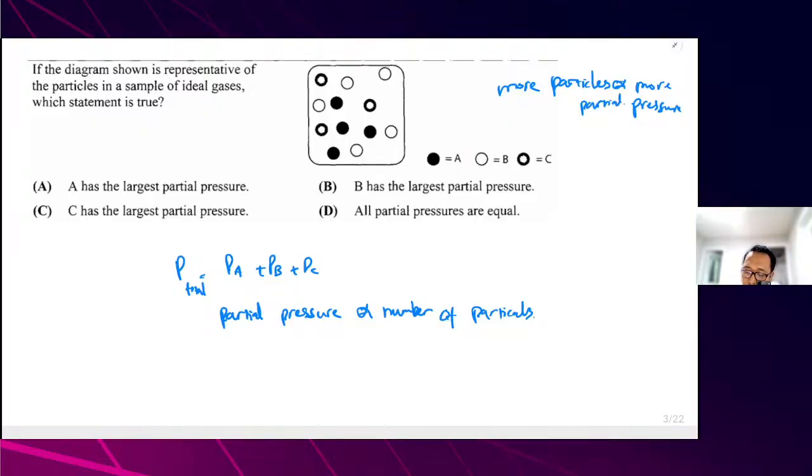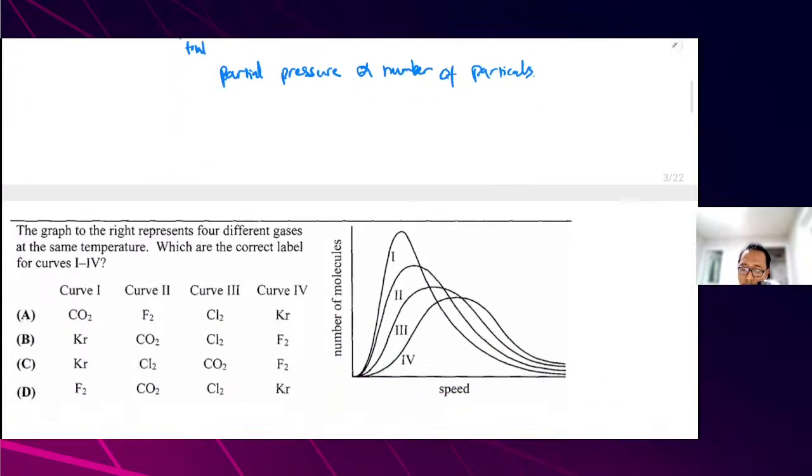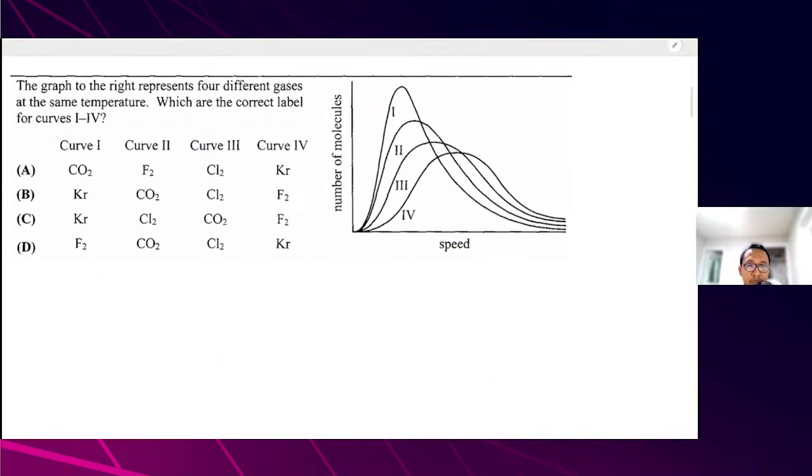So now let's take a look at this one. A has the largest partial pressure. How many A? A is 4. How about B? 1, 2, 3, 4, 5. So I think B has the largest partial pressure, so the answer will be B. Just remember the concept that partial pressure is proportional to the number of particles. All right, so now let's move on to the next question.